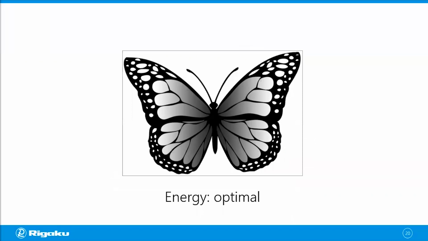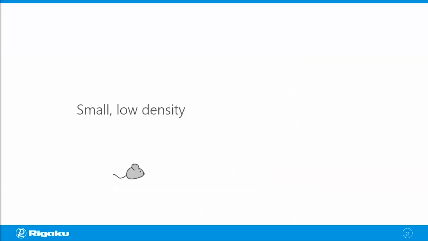In terms of picking the right energy, the electron density of the sample matters, and the sample size matters too. So the general rule of thumb is when you have a small and low density sample, you want to use low energy X-rays.